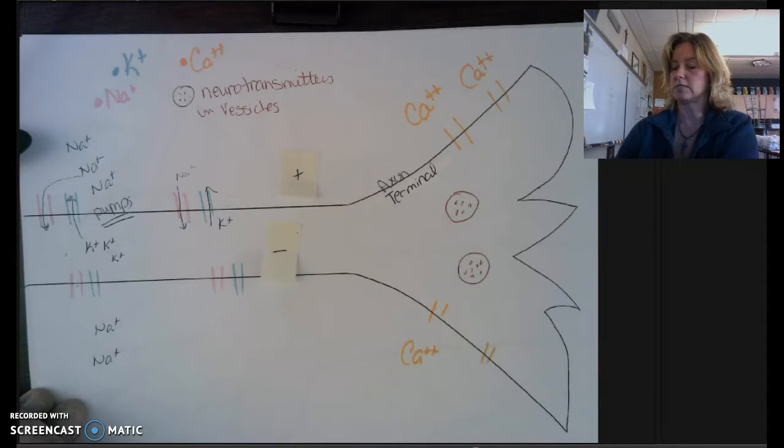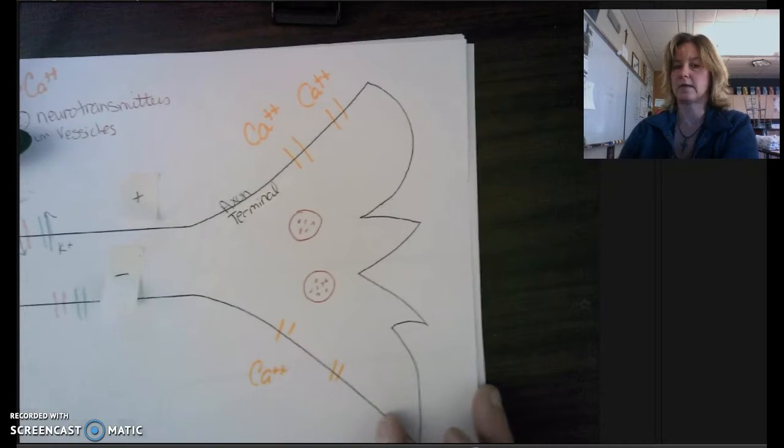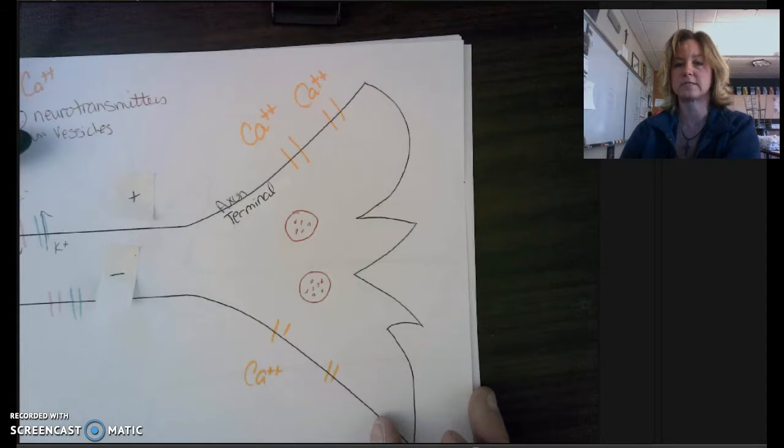Okay, so what I want to do today is focus in on the end, or the axon terminal, of the cell. So we have another little ion that's going to play a role in this today, and that is going to be the calcium ions.